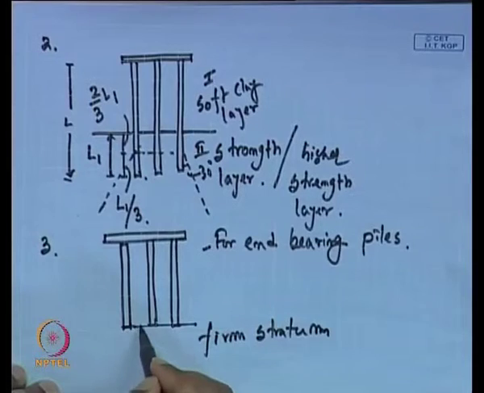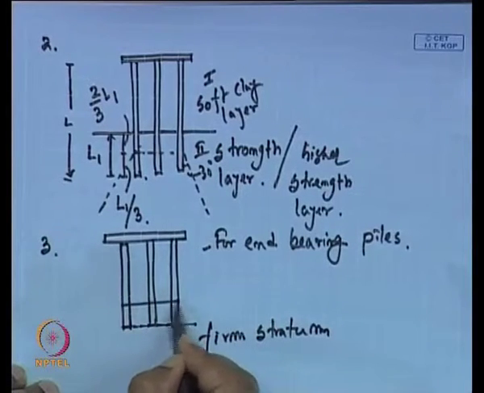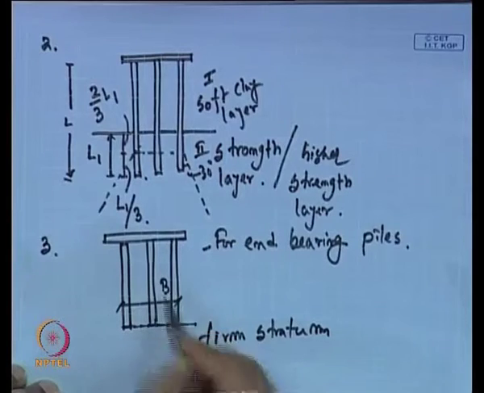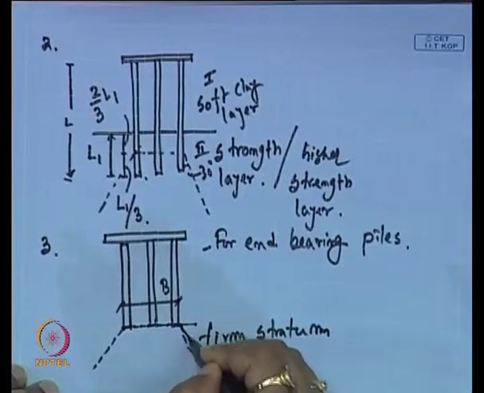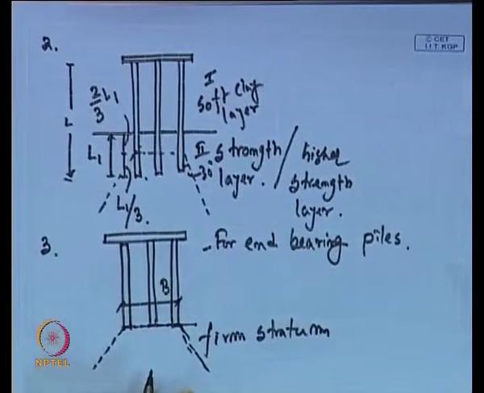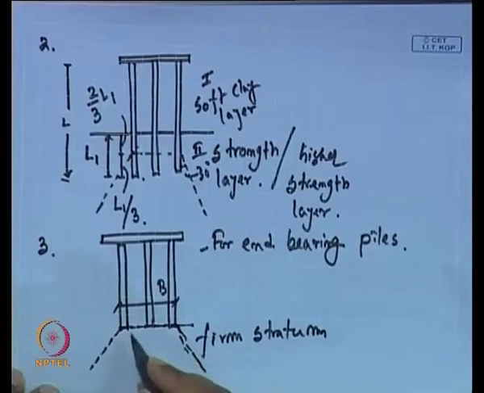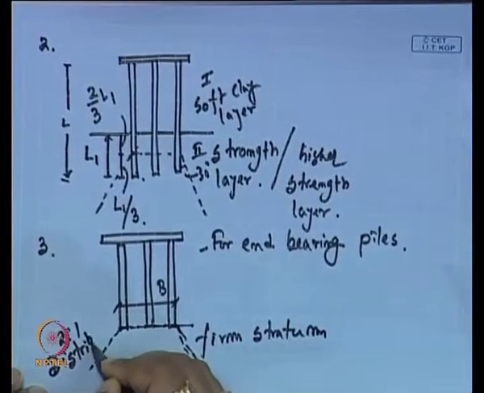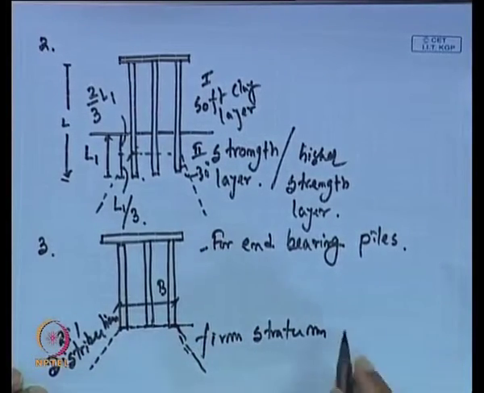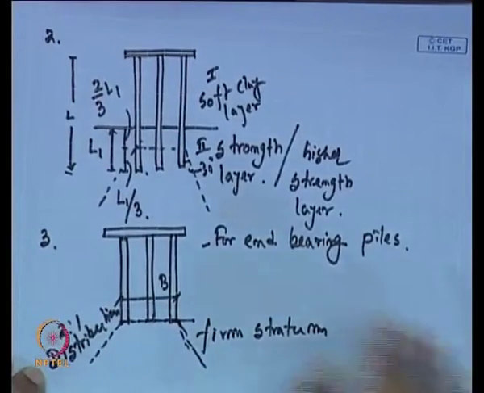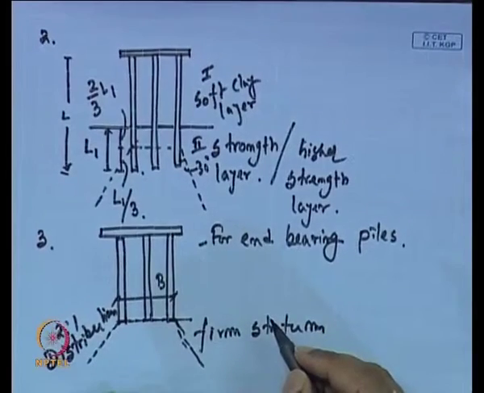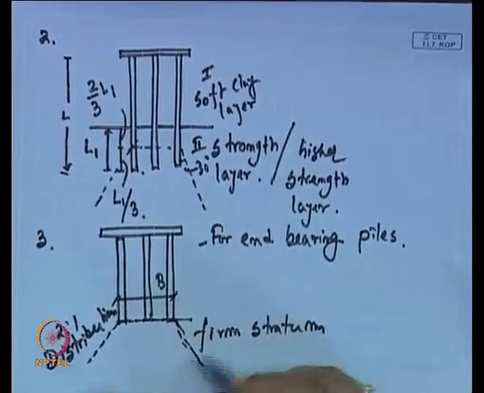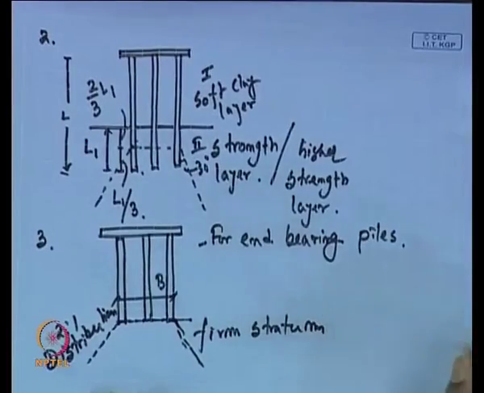Now, here the equivalent raft will act again, this one is B. This equivalent raft will act at the base of the pile. Then the distribution is the same, 2:1 distribution, or this angle is 30 degrees. So, this will be either 2:1 distribution. These are the three cases by which we can determine the settlement of the pile group, and then you have to check whether that settlement is within the permissible limit or not.